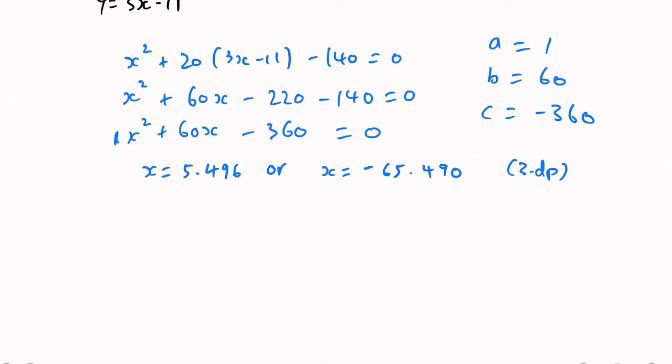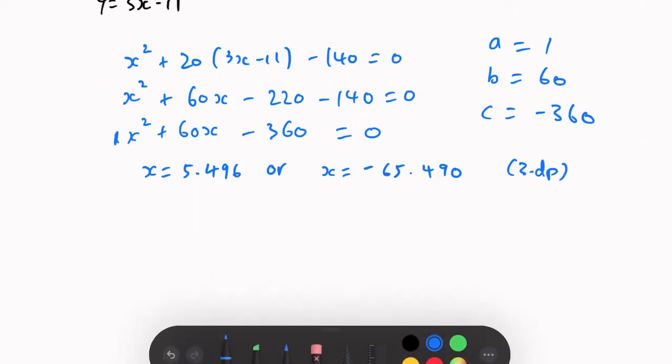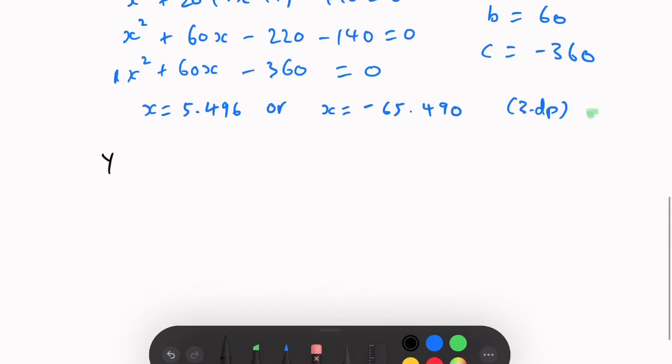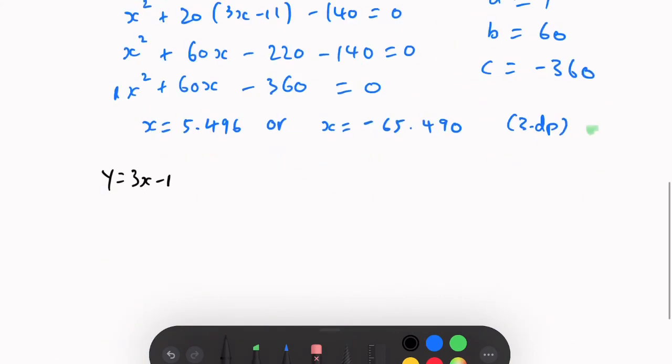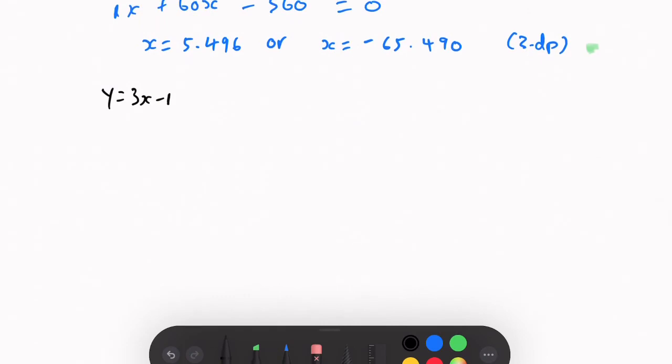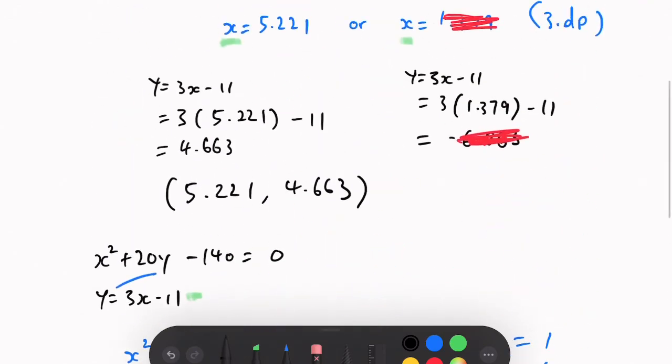Once you have that, you would substitute x and get y. So this into there. Y equals 3x minus 11. Even if one x value doesn't suit the criteria, you still need to work it out to get the y's, and then state why that doesn't fit the criteria. So over here you write that a length cannot be negative, so therefore it won't be negative 65 point whatever that number is that I forgot.